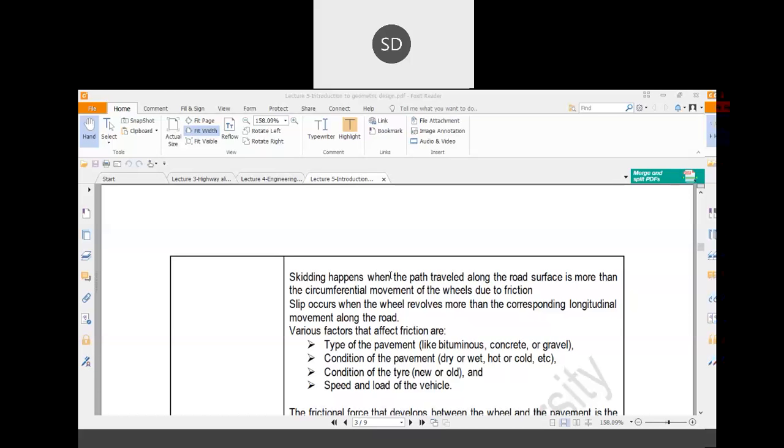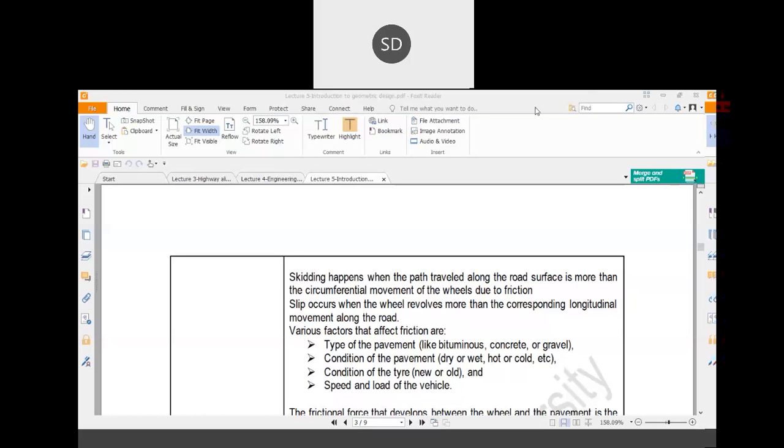Another thing is slipping. Suppose you are trying to start your vehicle in a muddy area. In the muddy area, there will be no friction. So in such cases, if you want to start your vehicle, sometimes your tire will be stuck over there and will start revolving in that particular area, but the horizontal distance traveled by the vehicle will be zero. That is called slipping. So slip occurs when the wheel revolves more than the corresponding longitudinal movement along the road.